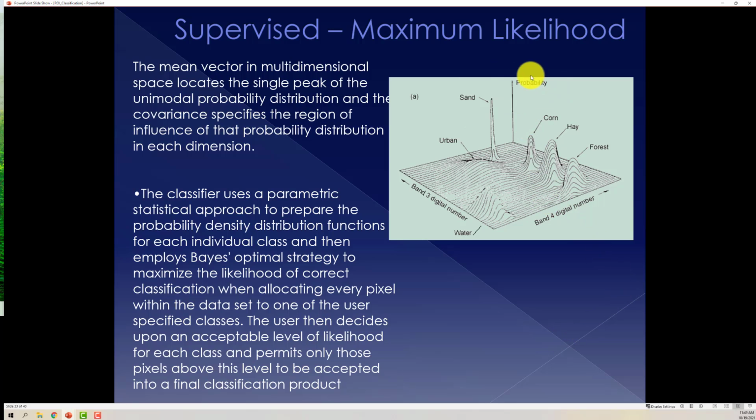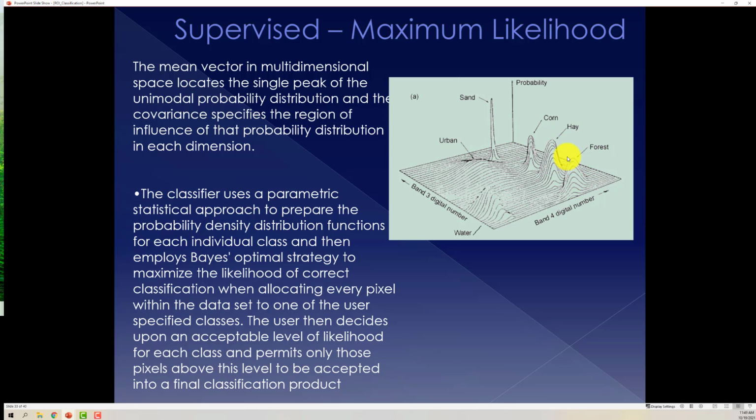And now we're factoring not just distance, but we're also factoring what is shown here as a Y feature as probability. Not just the distance in the digital numbers, which would be the comparison of X and Y axes. Now we have a third dimension. So of course it's going to be more sophisticated. And we're looking at multi-dimensional space. And these are the peaks of corn, hay, forest, urban, and sand.